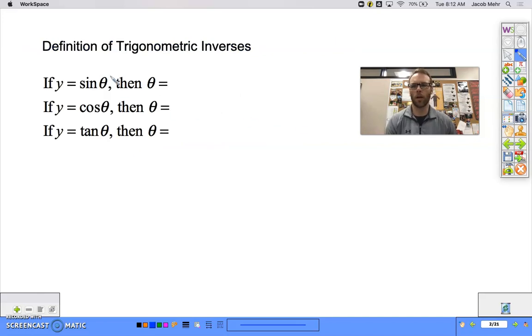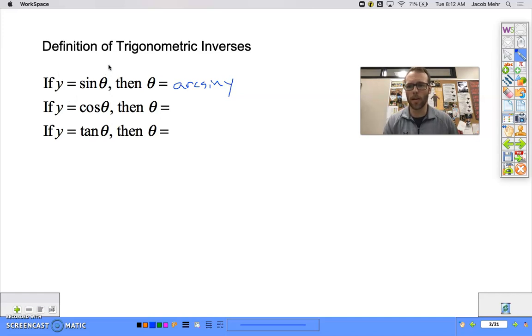If we go back to our definitions that you would have learned probably back in geometry, if y equals the sine of theta, then theta equals the arc sine of y. So it's an inverse, which allows us to reverse the operation. Just like the inverse of squaring something is taking the square root, the inverse of taking the sine of an angle is to take the arc sine of the ratio.